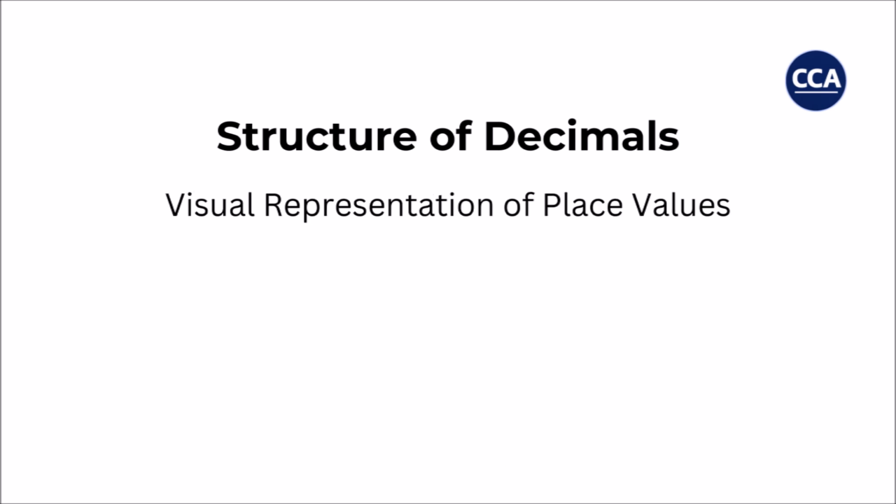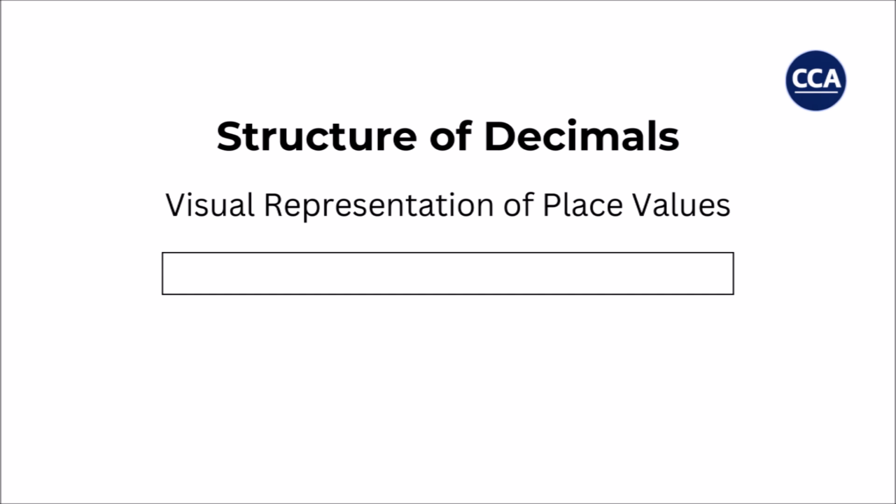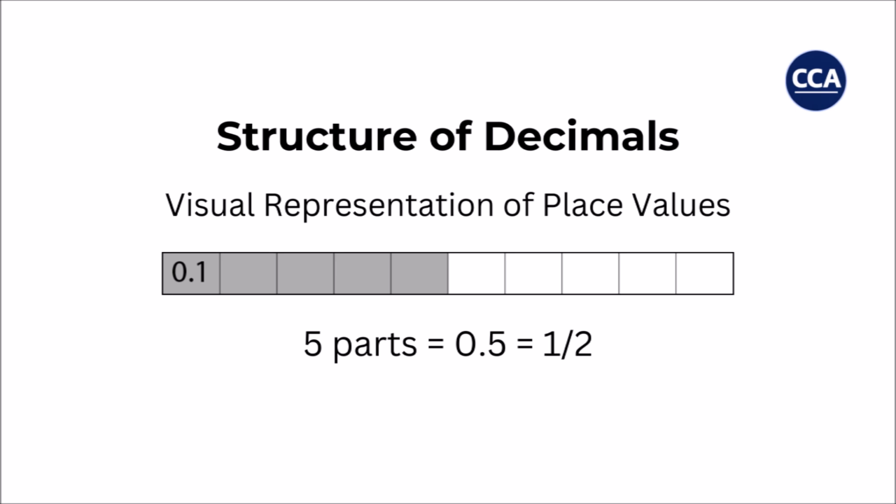Let's understand this visually. Imagine a rectangle to represent a whole. Now, divide it into 10 equal parts. Each part represents 1/10. Now let's take 5 parts. That becomes 0.5. And this is exactly the same as 1/2. So decimals and fractions are just two ways of showing the same thing.